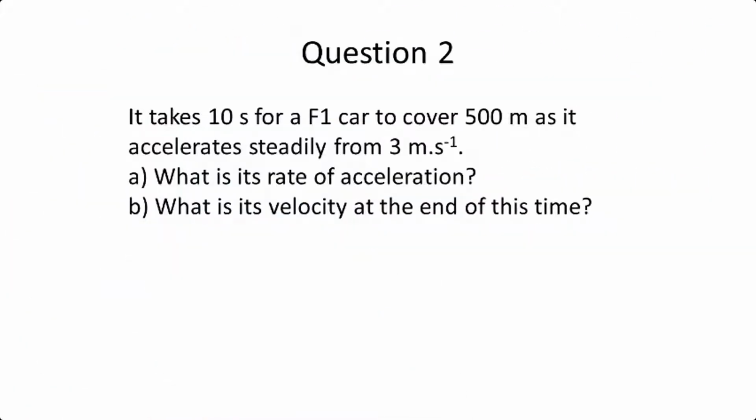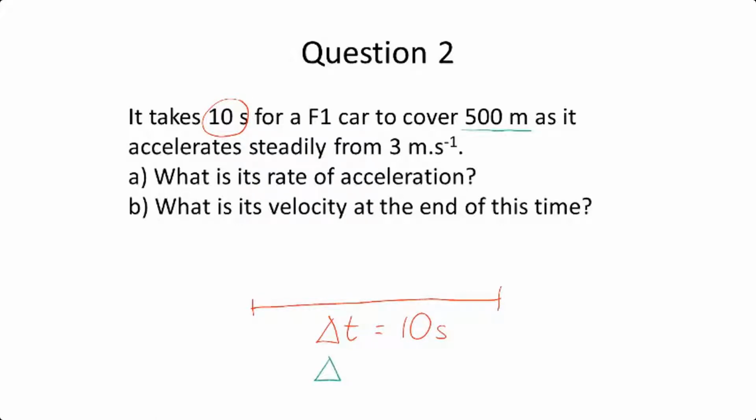Question 2. It takes 10 seconds for a Formula 1 car to cover 500 meters as it accelerates steadily from 3 meters per second. So again, we have an interval. What do we know about this interval? It takes 10 seconds, so that's delta t. The duration of the interval is 10 seconds long to cover 500 meters.